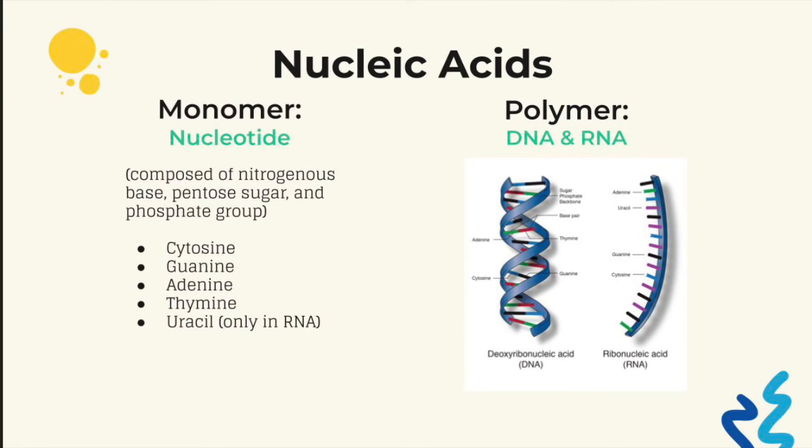Nucleic acids are the final of the 4 major macromolecules. They consist of smaller molecular units called nucleotides. These include cytosine, guanine, adenine, and thymine. In RNA, uracil pairs with adenine in place of thymine. The nucleotides are linked to one another, forming the polymers DNA or RNA.